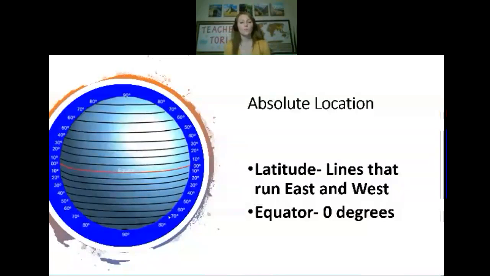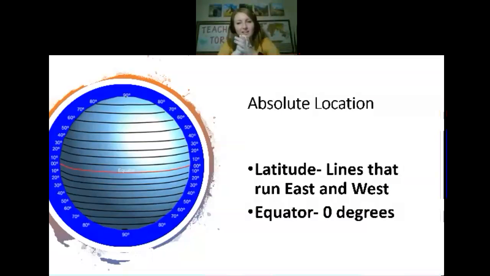All right, so the center line for latitude is the equator, and it is at 0 degrees. So for longitude, it's the prime meridian. For latitude, it's the equator, 0 degrees. I know this is all a lot of information for you, but we have to go over it.